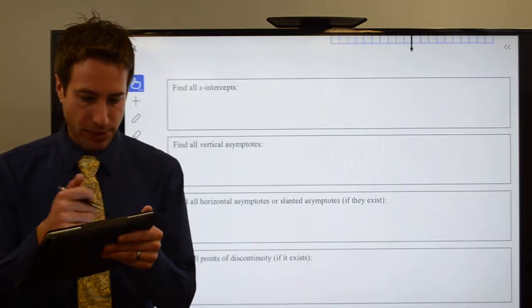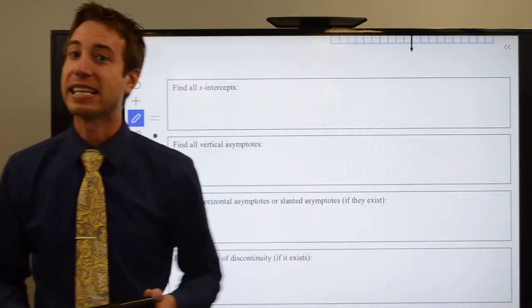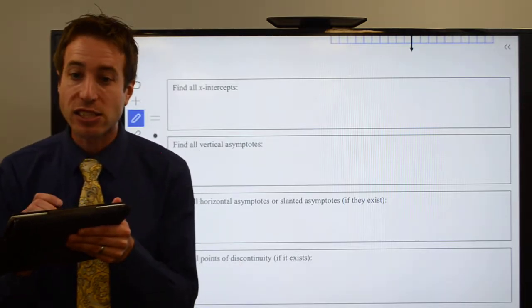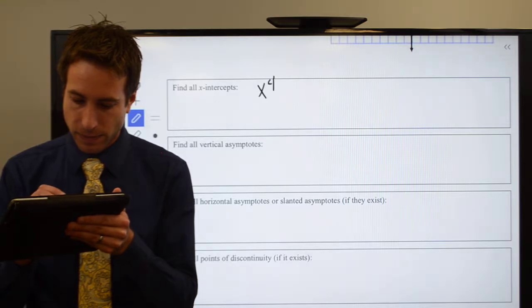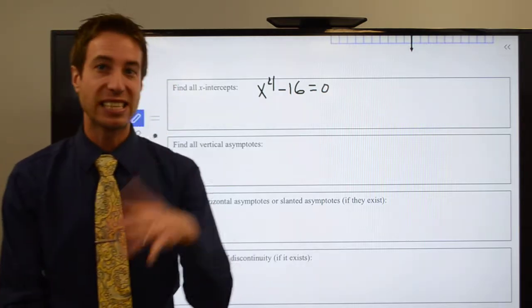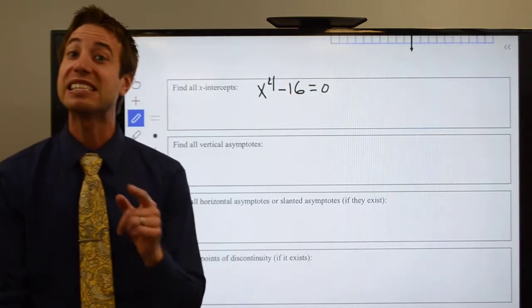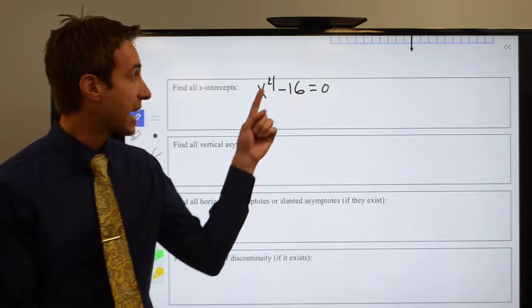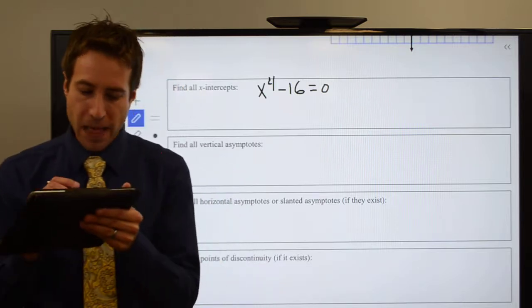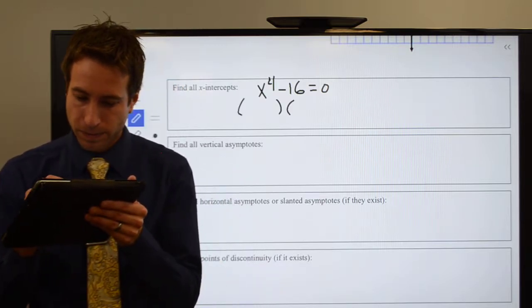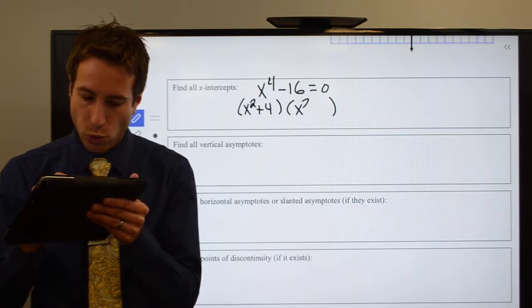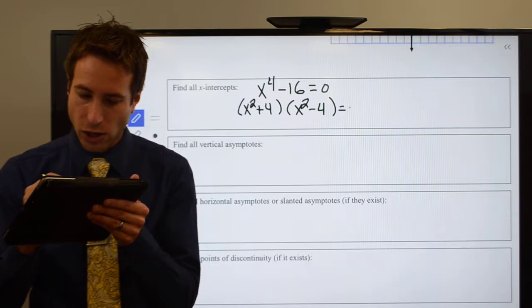Here we go, x-intercepts. We can find x-intercepts by setting the numerator equal to 0. My numerator is x to the fourth minus 16. Well, we have seen this over and over again in this chapter. This is a difference of squares. x to the fourth is a perfect square, and 16 is a perfect square. So we will factor it as a difference of squares. I will get x squared plus 4 and x squared minus 4, and that's all equal to 0.